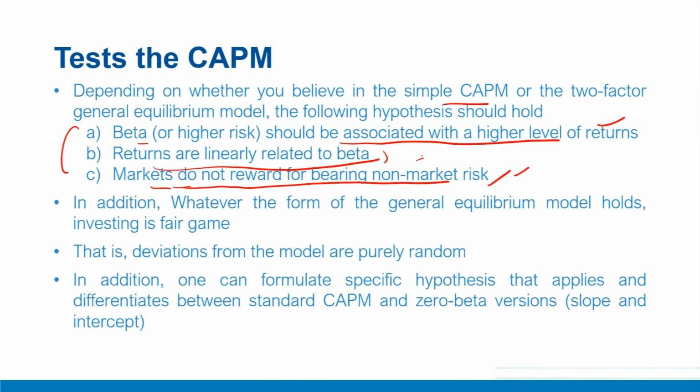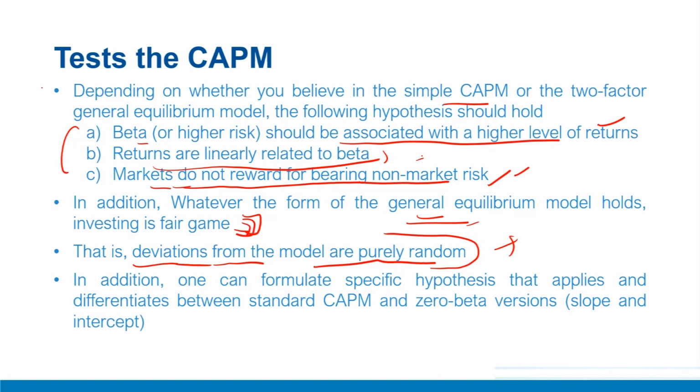Lastly, in addition, whatever form of general equilibrium model it may be, simple standard CAPM or zero beta two factor CAPM, we assume that investing is a fair game with respect to it. That means after accounting for this model, which we assume as a true description of reality, there are no excess returns to be made. In mathematical terms, this means that the error term from the model, the deviations, are purely random. There is no systematic pattern in those error terms. If there was some systematic pattern, then even after accounting for that model, we could have made some extra money by analyzing those patterns in the error term.